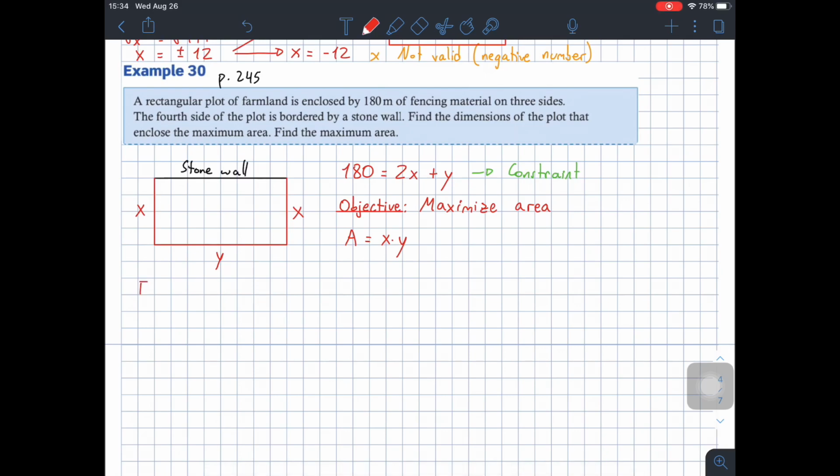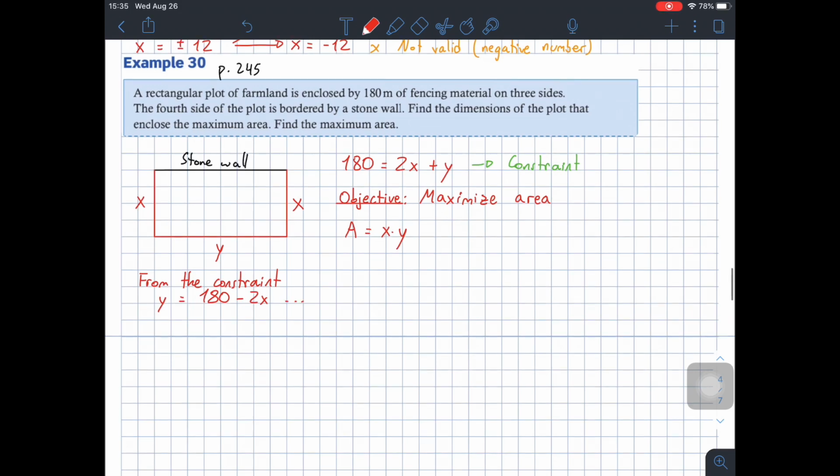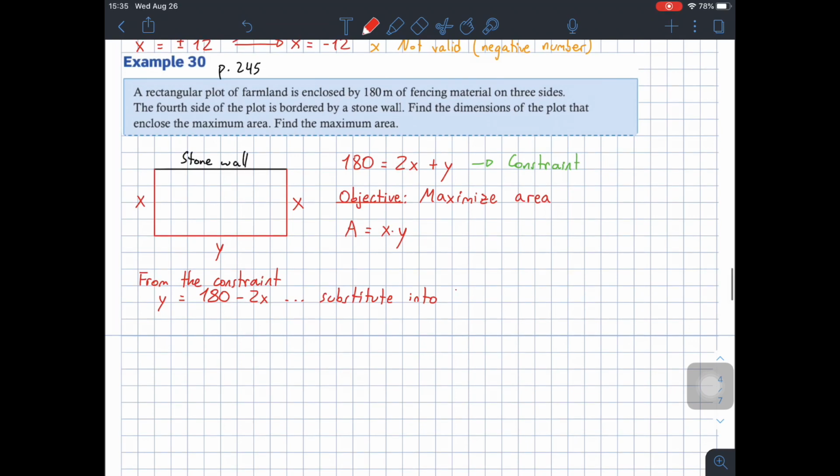So from the constraint, I'm going to leave one of the variables alone, right? In this case, it's easier to leave the y alone because it doesn't have any coefficient in front. Well, the coefficient is 1. So I will say that y is equal to 180 minus 2x, right? From the constraint. And this, we're going to substitute into the area equation, into the objective equation, which in this case is an area equation.